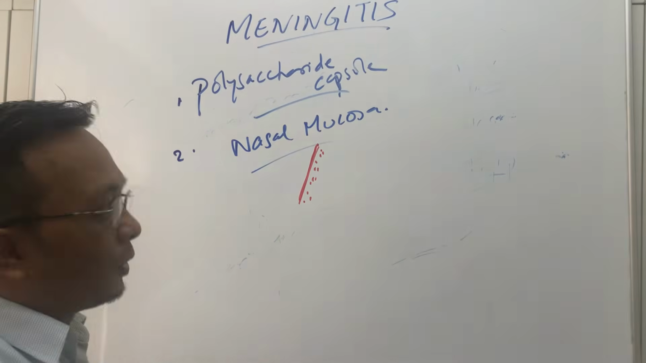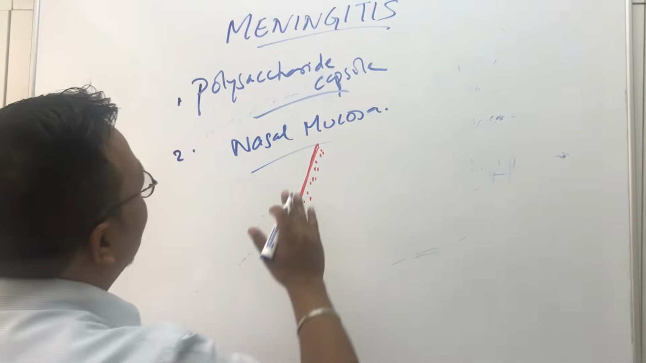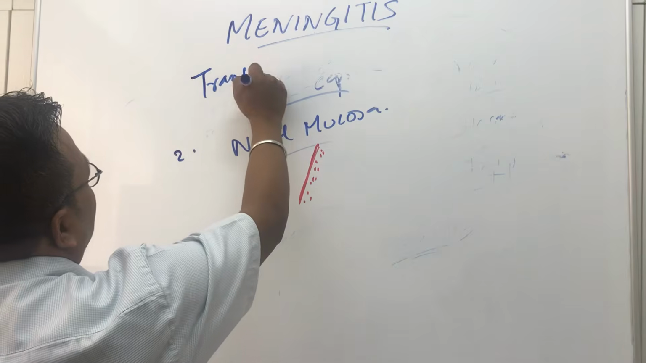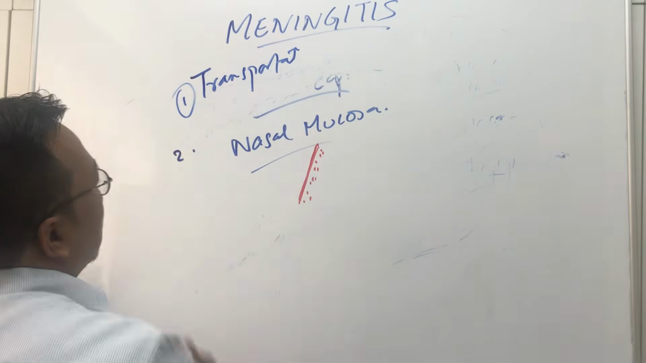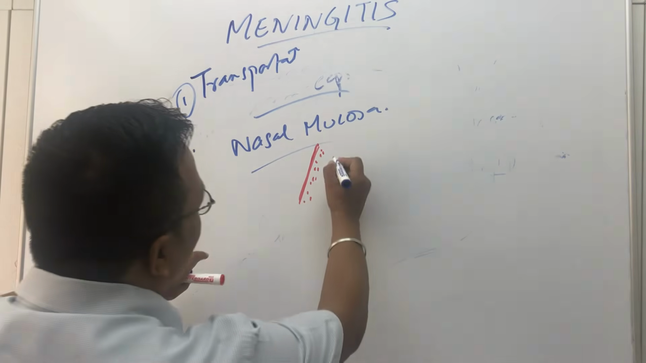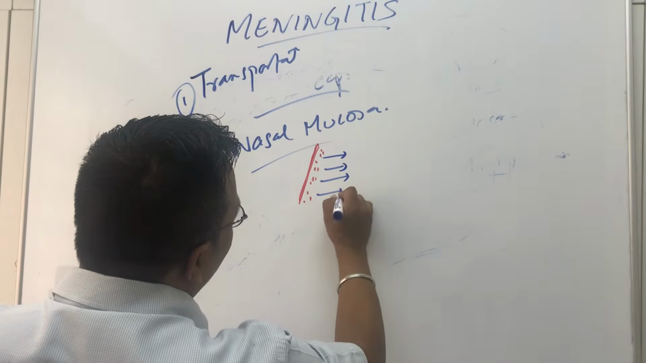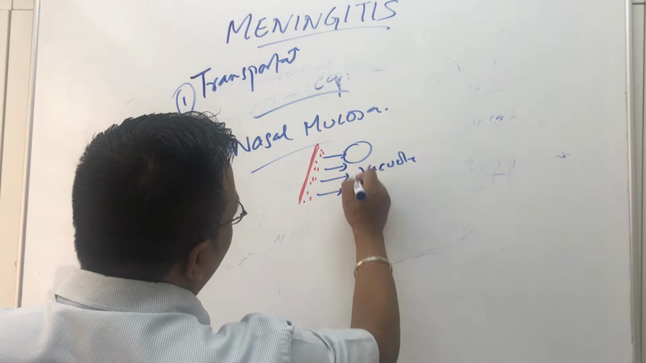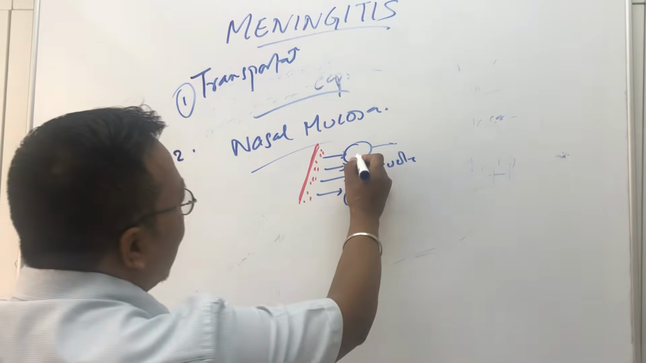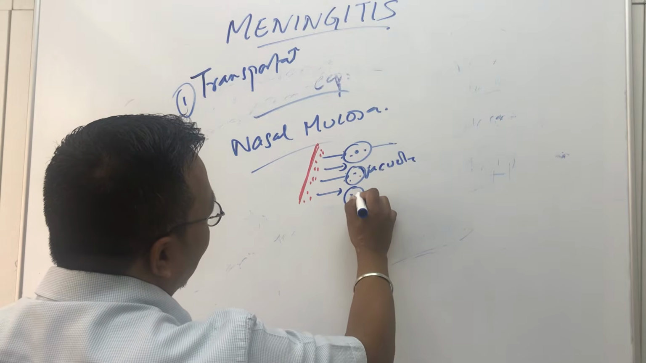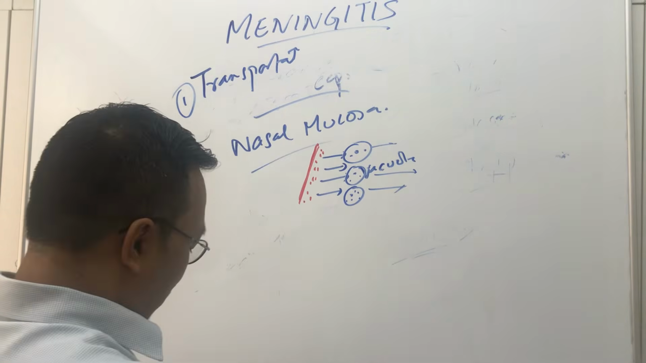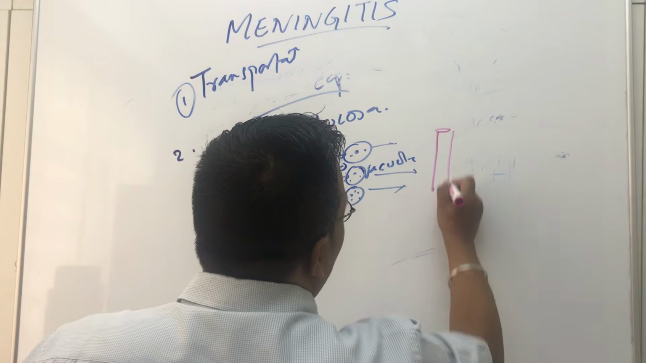Now the first thing is transportation. When you write the pathophysiology, you write number 1 is transportation. They normally colonize our nasal mucosa and nasopharynx, and from here they are transported by migration in vacuoles. These vacuoles encapsulate them, and they carry them into the bloodstream.